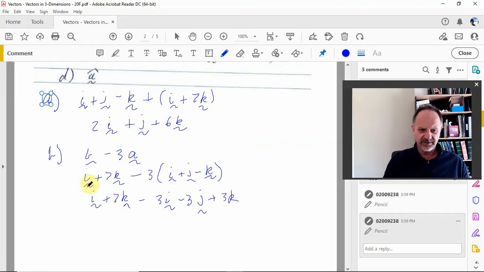All right, add our components. The i's, we've got 1 there and minus 3, so negative 2 overall. The j's, just that negative 3 lots of j. And we've got plus 7 plus another 3, so that's plus 10 lots of k. All right.